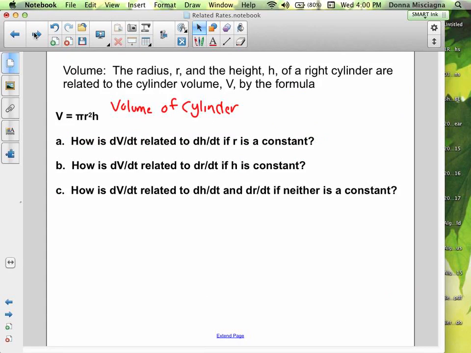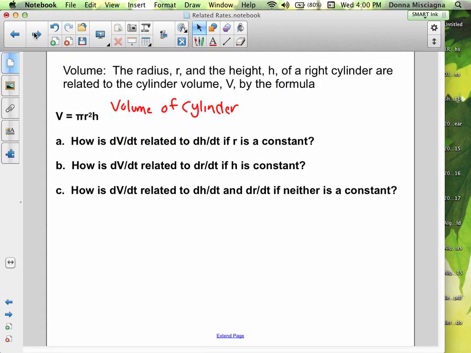All right, so here we're looking at the volume of a cylinder. This is the formula for the volume of a cylinder. Basically, it's just the area of a circle, pi r squared, times the height of the cylinder. It's like you're stacking a bunch of flat circles. So the radius r and the height h of a right cylinder are related to the cylinder volume by the formula V equals pi r squared h.